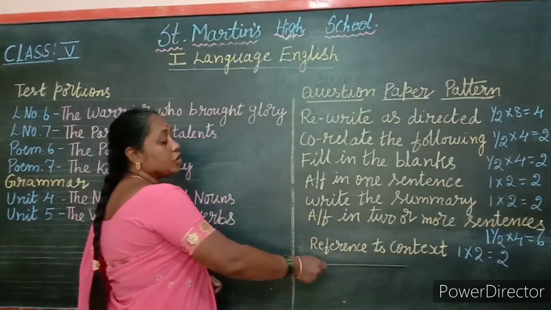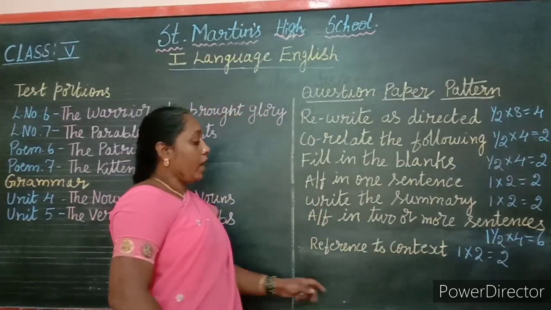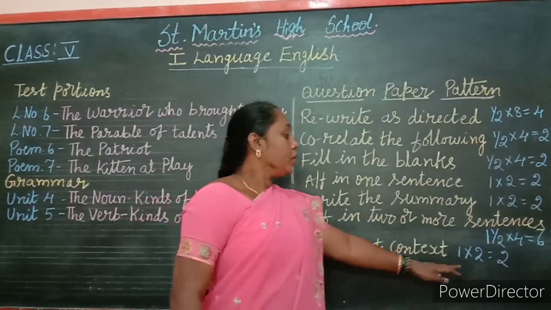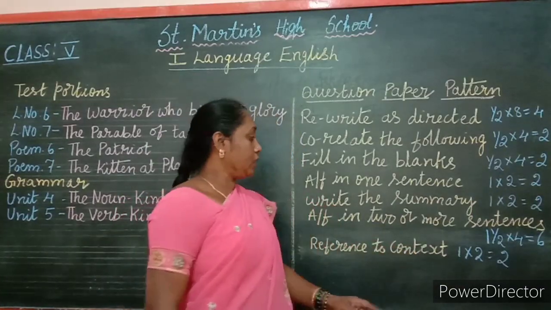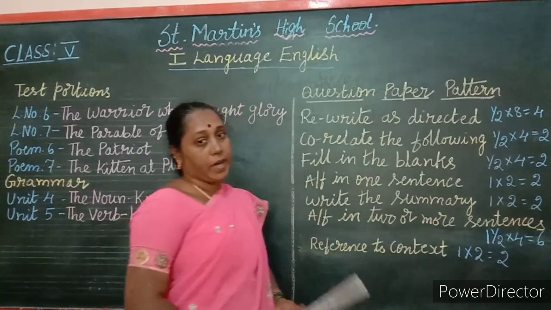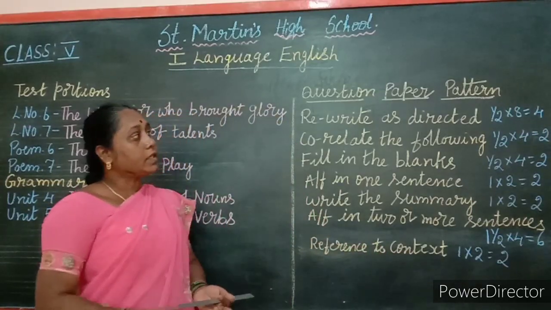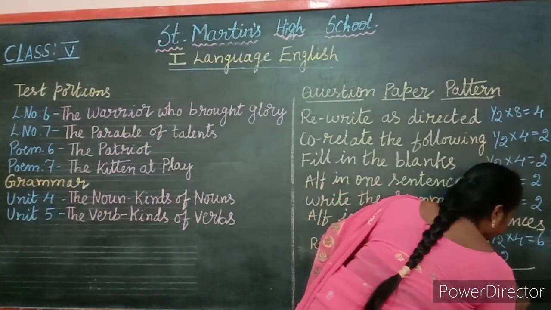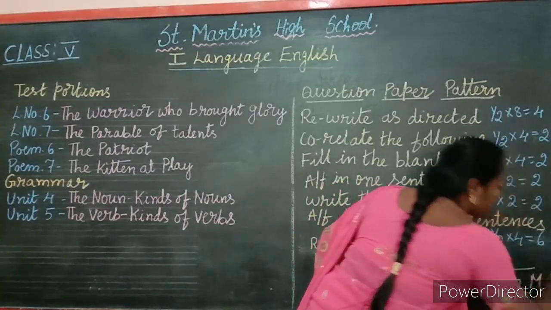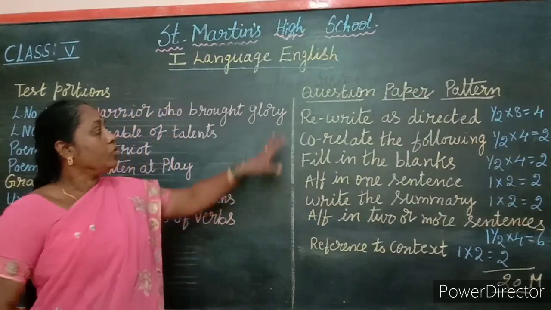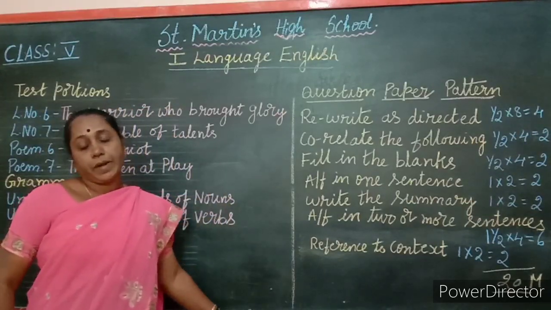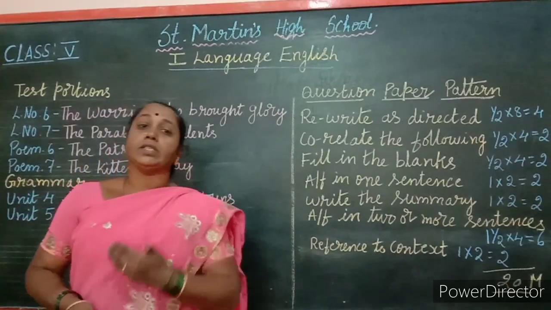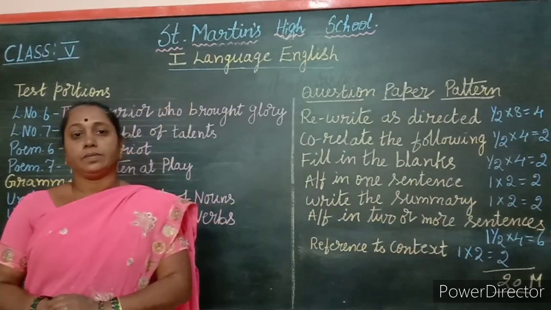Next main, reference to context. Each question carries 2 marks. You have only 1 question, so you get 2 marks in that main. So altogether the total marks of your question paper is 20. The maximum marks is 20. So I think now you understood the question paper pattern. Now let us revise your test questions.